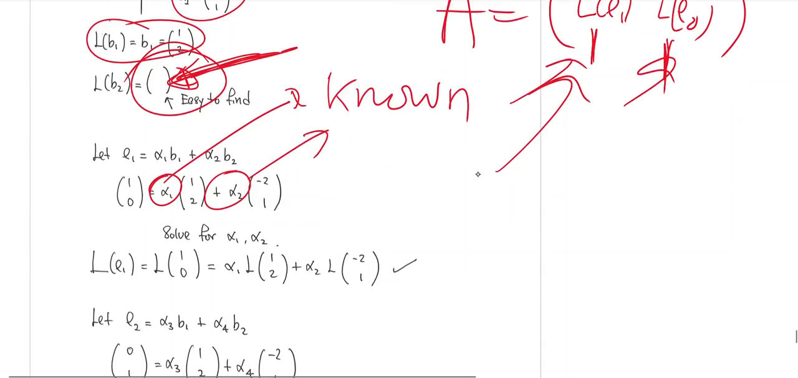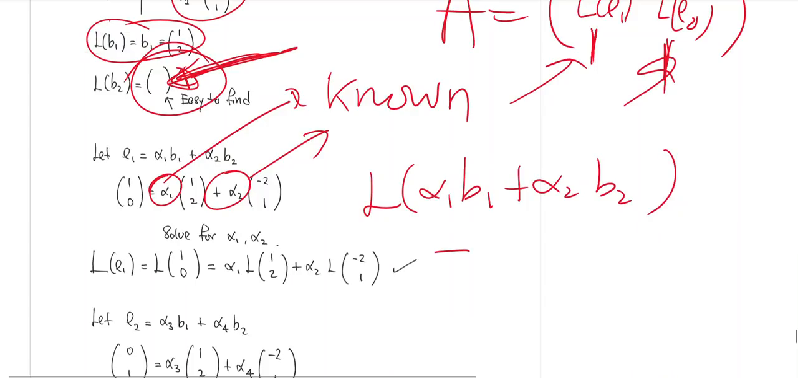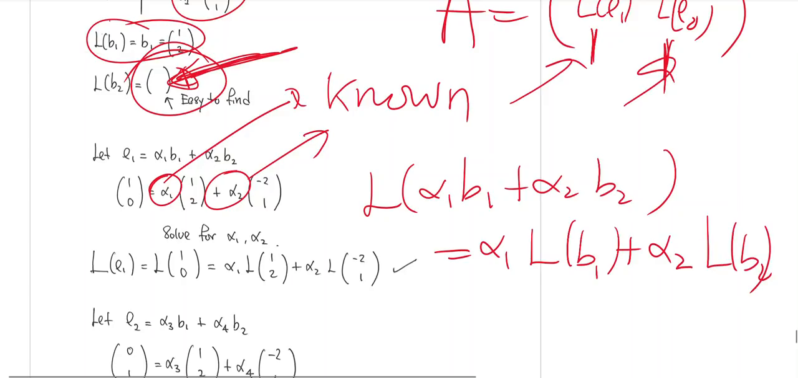So alpha 1 and alpha 2 eventually are known numbers. And L is a linear operation. So LE1 will be L of alpha 1 B1 plus alpha 2 B2. So you can split it by taking alpha 1, which is a number, and B1, B2 are vectors. So alpha 1 LB1 plus alpha 2 LB2. And by the way, this is known, so you can compute what LE1 is. So LE1 will be known once you have alpha 1, alpha 2 figured out.